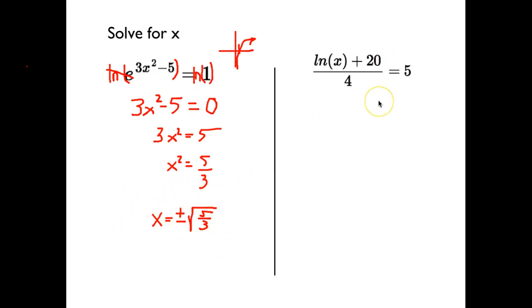Let's go over here to this last one. We need to isolate x over here, meaning we need to get rid of the natural log. But first, we need to get rid of this division by 4 and that addition of 20. So let's just multiply by 4. Remember, what you do to one side, you do to the other. So multiplying by 4, that'll cancel it on this side, leaving us with natural log of x plus 20.